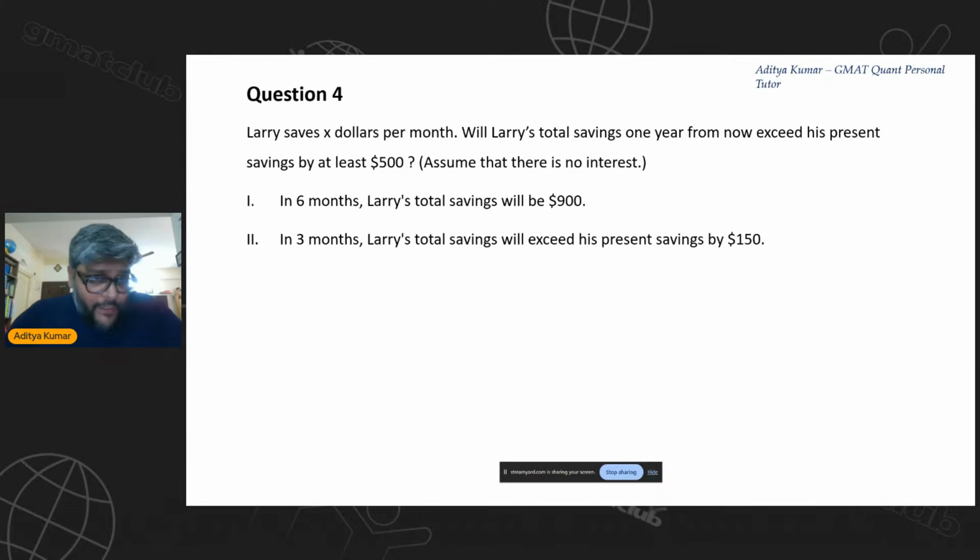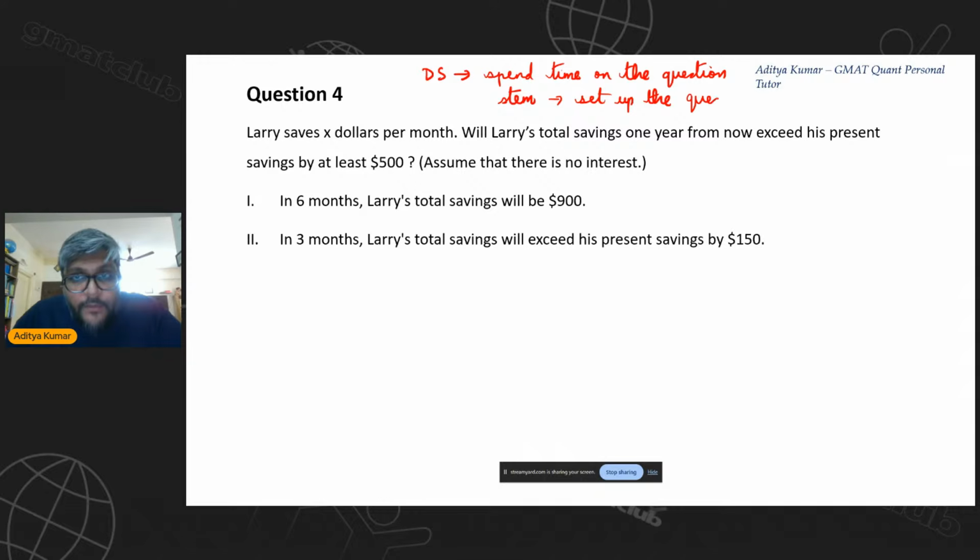Remember, when you have data sufficiency questions with a word problem, simple rule of thumb: spend time on the question stem. Always learn to spend time on the question stem. Set up the question. Introduce your variables. Doesn't matter if you have more than one variable. Introduce your variables. Translate the question and set up the question as an algebraic equation. You need to know exactly what you're solving for.